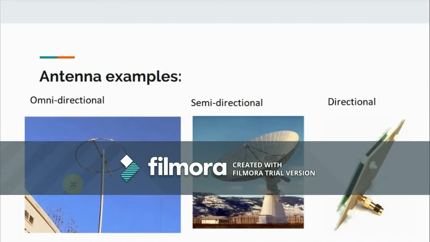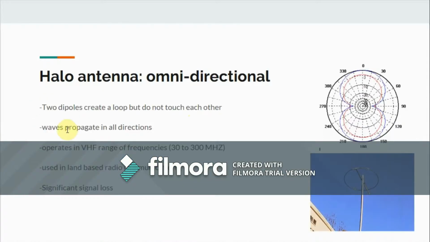Thanks, Justin. Next, we'll be speaking about some examples of the different categories of antenna that we see today, including the halo antenna, the parabola antenna, and the patch antenna. First up is the halo antenna, which is omnidirectional.